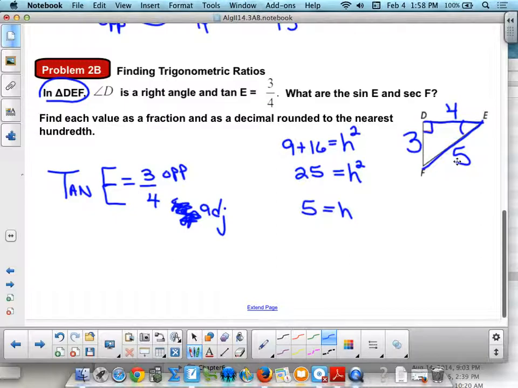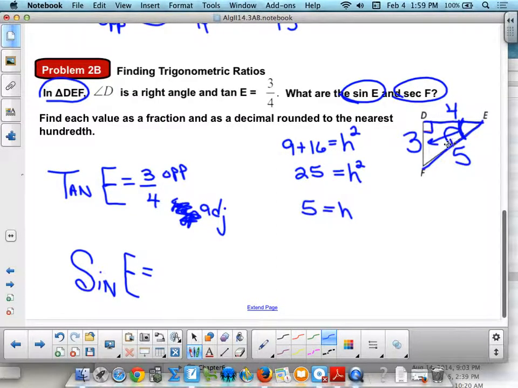Now here comes the question. Find each value as a fraction and decimal, rounded to the nearest hundredth. What am I looking for? Sine of E and secant of F. What is sine of E? Opposite over hypotenuse. Where's E? Right here. Opposite over what? Hypotenuse. What's the answer? 3/5. As a decimal, 0.6.